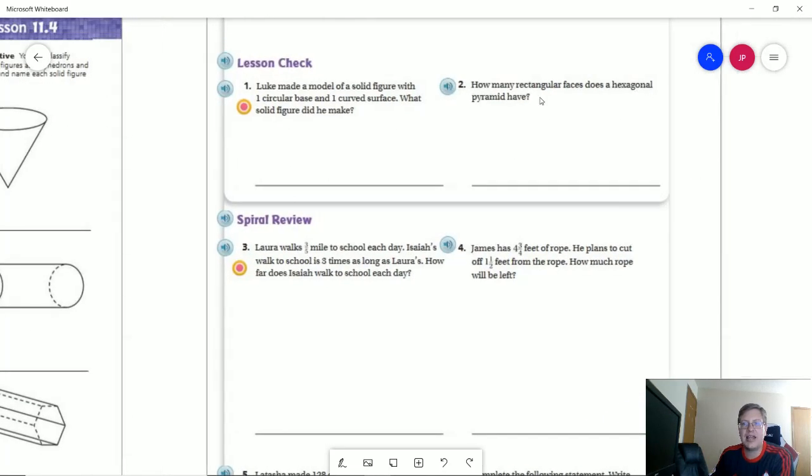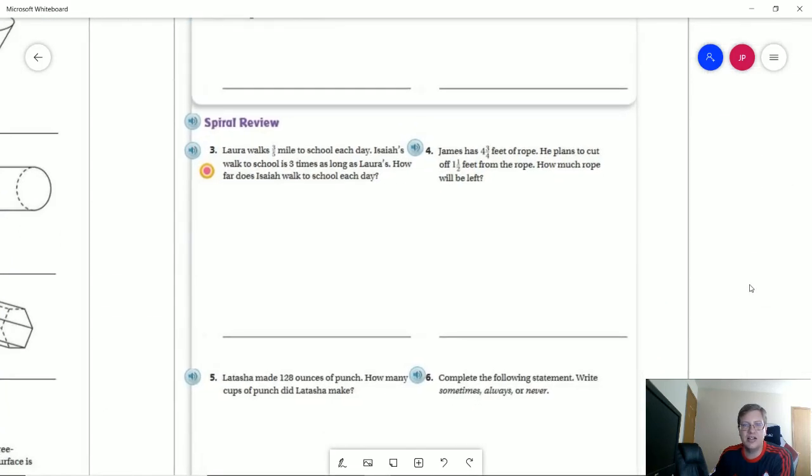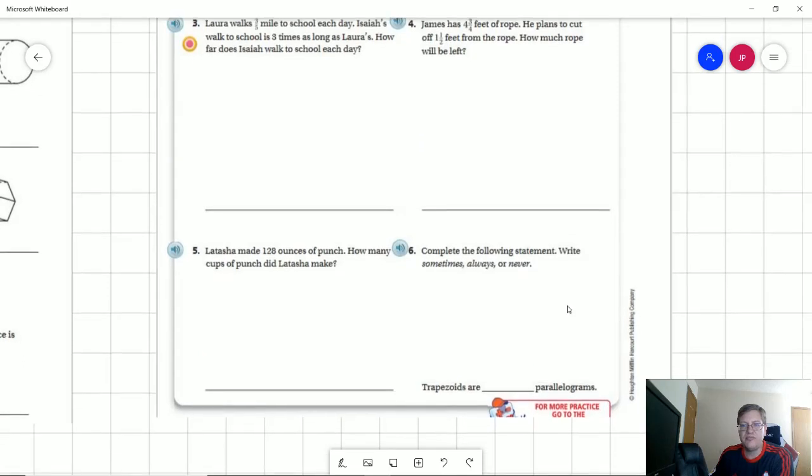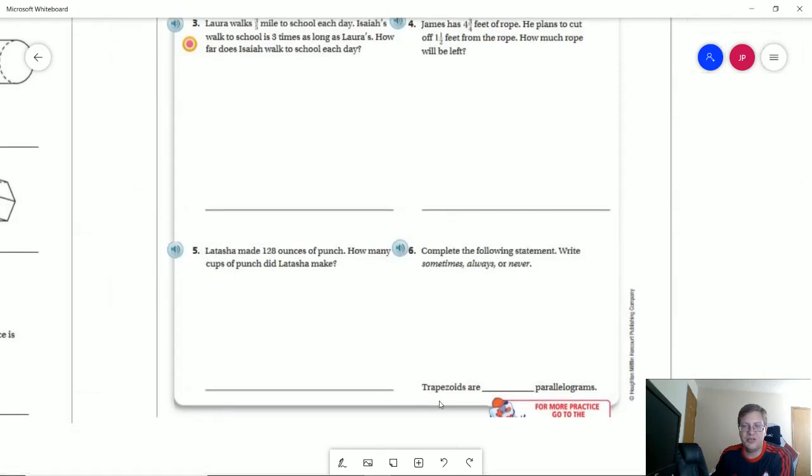And then on the back, we don't have anything too crazy here. So going back to working with trapezoids and parallelograms, think about what the classification for a trapezoid means and how many matching pairs of sides that it has to have to be a trapezoid compared to a parallelogram.